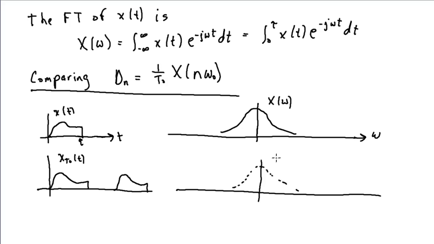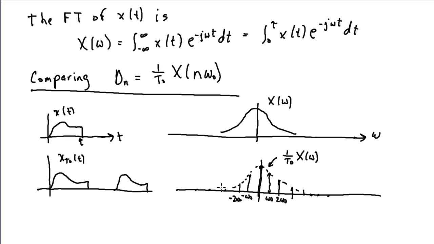Actually there is a scale factor, so this dotted outline I'm going to draw here is actually 1 over T0 times X of omega. Then the Dn's are just sampled versions of 1 over T0 X of omega, where I sample this with n equal to 0 at 0, and then with n equal to 1, I would sample at omega 0, 2 omega 0, 3 omega 0, and then also correspondingly at minus omega 0, minus 2 omega 0, going on out to infinity in both directions.